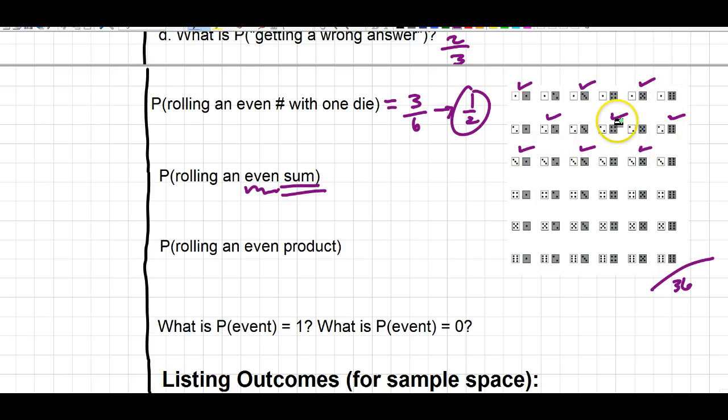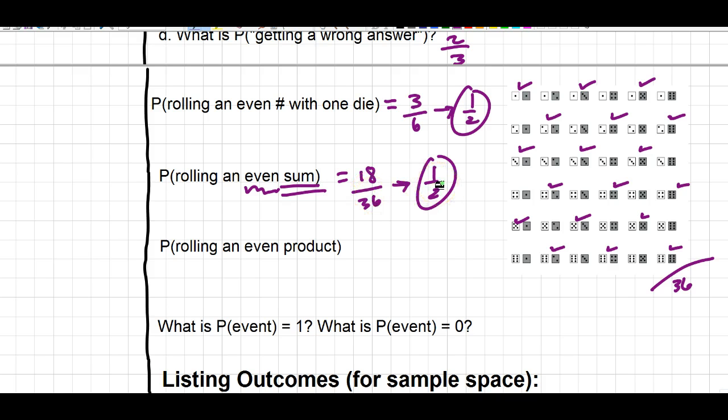And I'm starting to notice a pattern here that it is every other one. So I'm going to speed up here a little bit and go, oh, okay, every other one. So that means 18 are even sums out of the 36 possible outcomes. Now I know that that's going to end up being half, so I don't really have to reduce that fraction because I already know it's half of the outcomes.